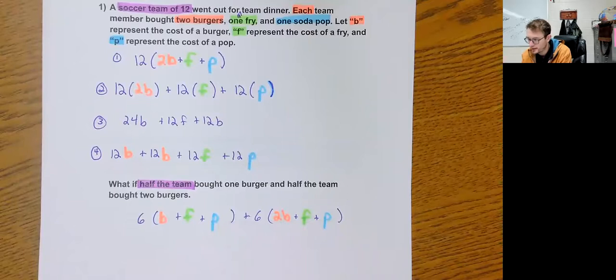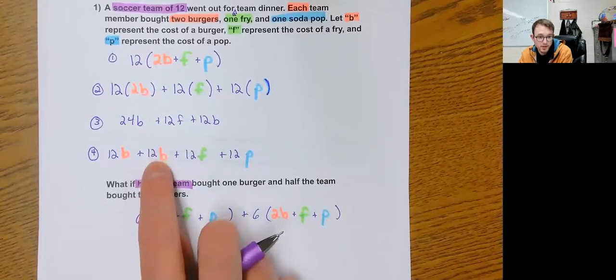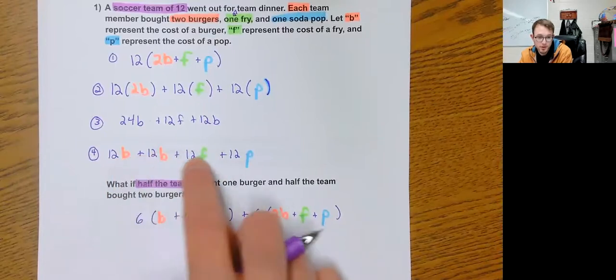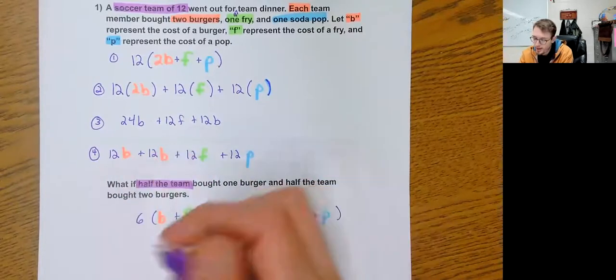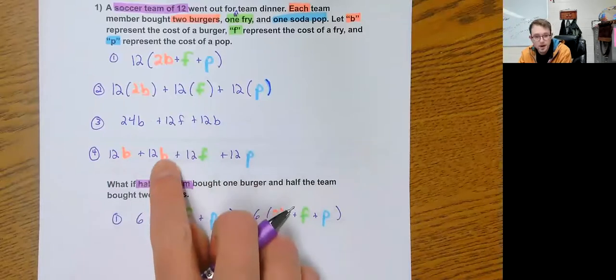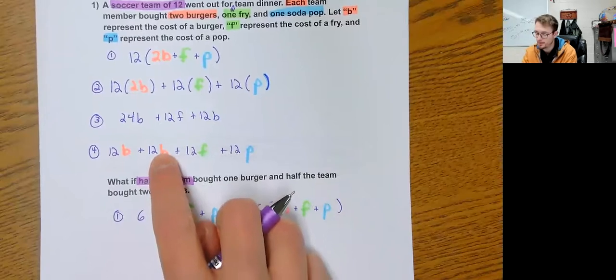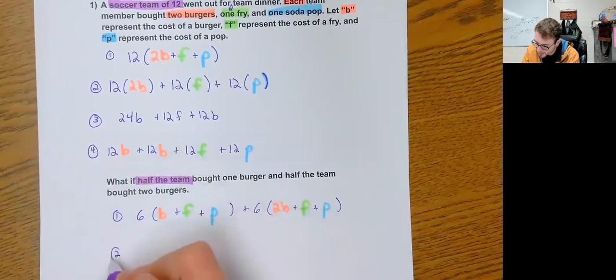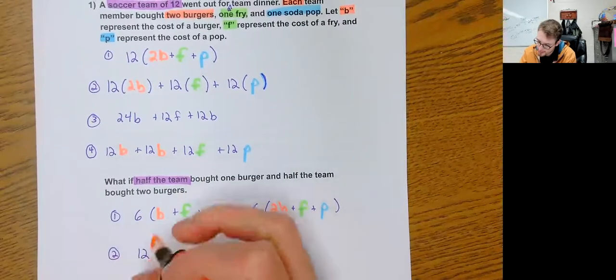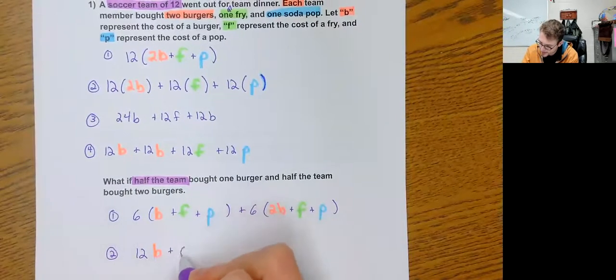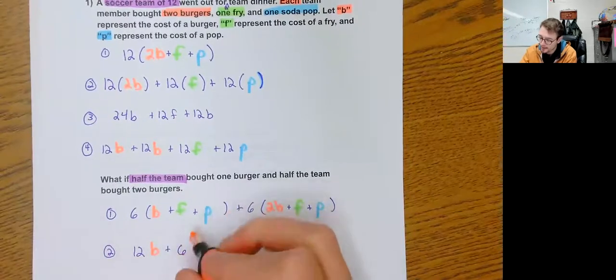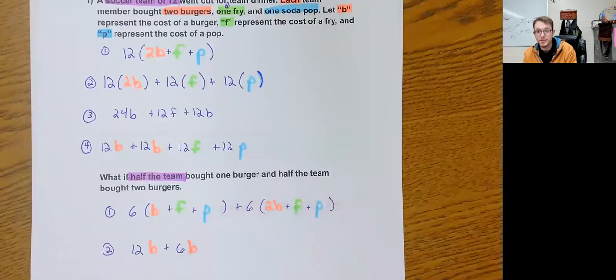Another one that you can change is maybe this one. This would be a quick one to change. Well, all 12 members are buying 1 burger, but are all members buying a second burger? No, only half of the members are buying another burger. So another option we can write here is, okay, we have 12B plus 6B, because only half the team is going to buy a second burger.